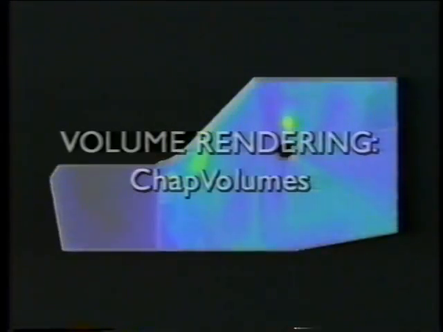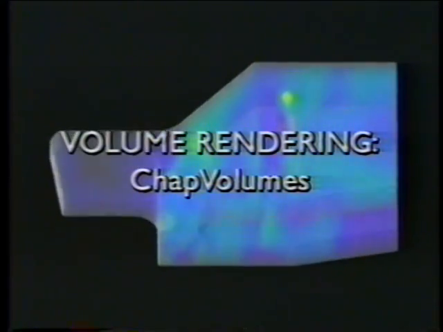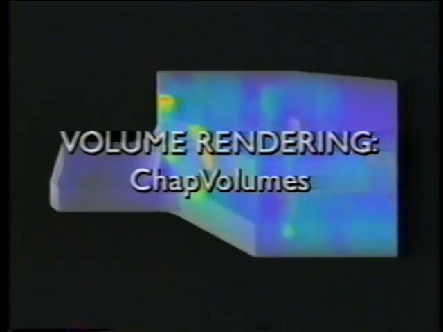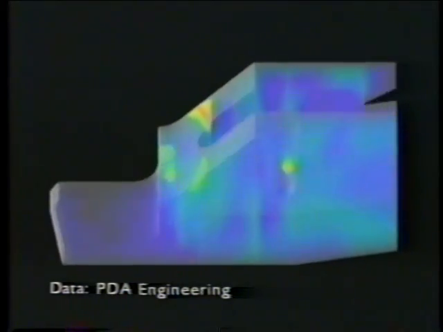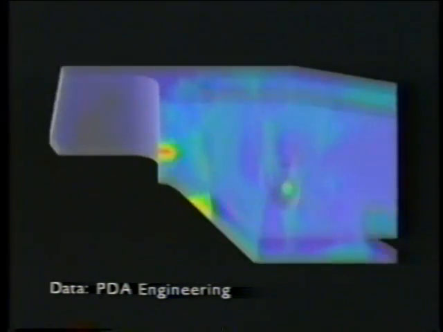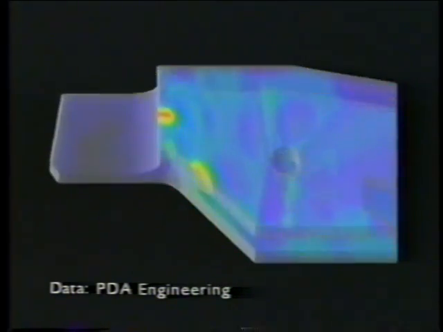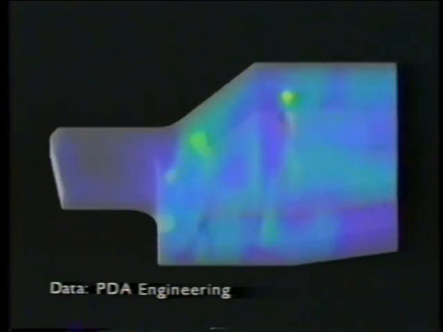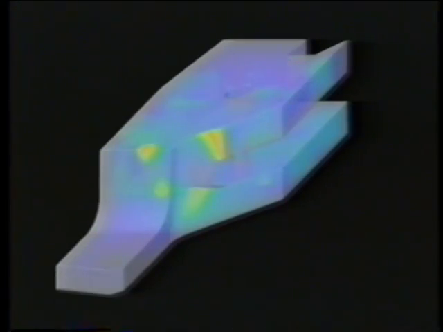The next example demonstrates the visualization of volumetric data, where essential information is internal to an object, not just on its surface. The ChapVolume software toolkit is the result of Pixar's pioneering work in volume visualization. Here we see the results of the stress analysis of the design for a machine part. It has been rendered as a volume of information with areas of highest stress shown in red and lesser stresses in green and blue. We can also view this three-dimensional volume interactively.